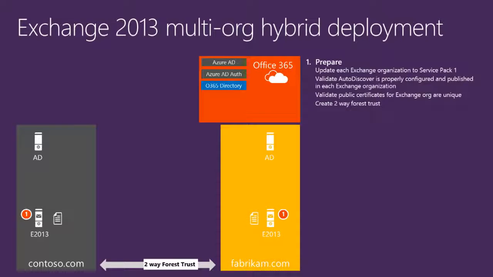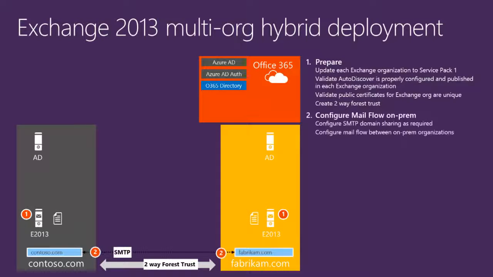Well, first of all, you prepare the organization. Each environment, and that is obviously something that you need to take into account there, must be running Exchange 2013 Service Pack 1. So Contoso and Fabrikam each need to have 2013 Service Pack 1. You create a two-way forest trust. You have to do that manually. It's not the hybrid configuration wizard which will do that for you. You set it up between Fabrikam and Contoso, or Company A and Company B.